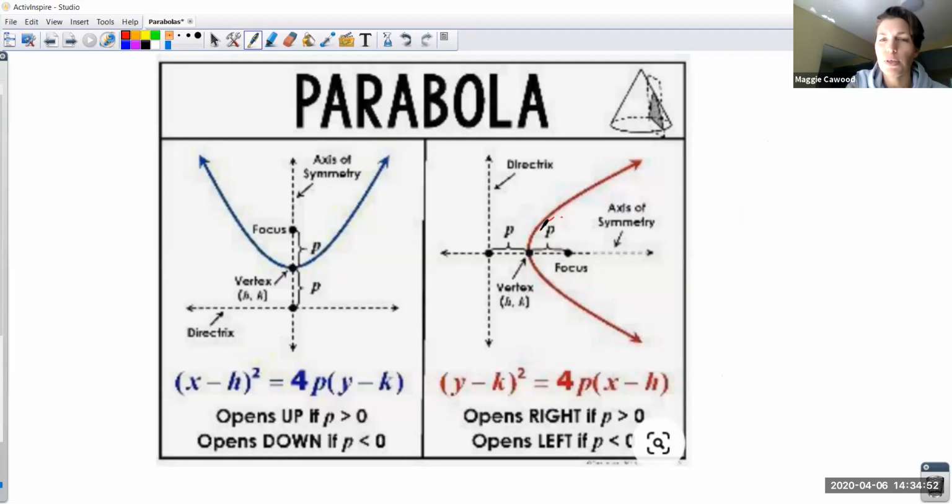They're showing us the distance p, right? p is from the vertex to the focus, or the vertex to the directrix. They also talk about this axis of symmetry, which cuts that parabola in half, and it's symmetric. The one thing it doesn't say on here is something called the latus rectum. The latus rectum is this distance right here.